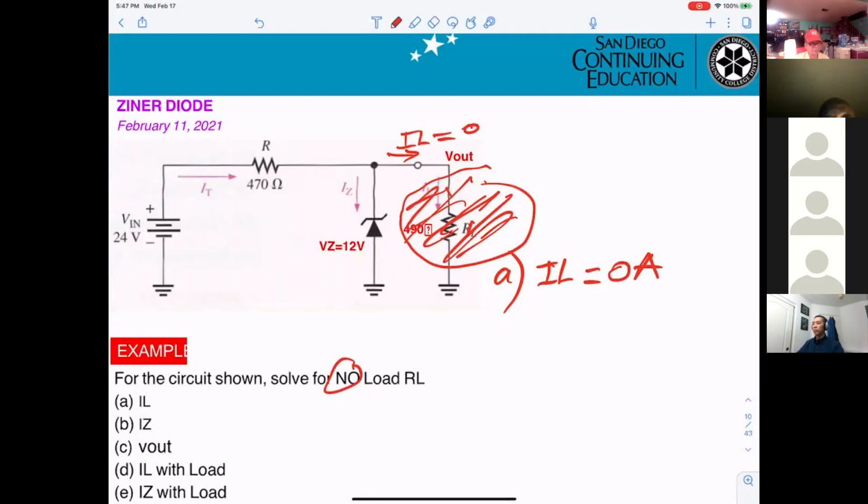Hey, Mr. Pham, so you have no load, no current, but the output on this circuit would still be 12 volts, correct? Yes, sir. Because it's in breakdown and the cathode side is reverse biased. You got 24 volts versus 12 volts. Okay. So now B, IZ, the current of the zener.